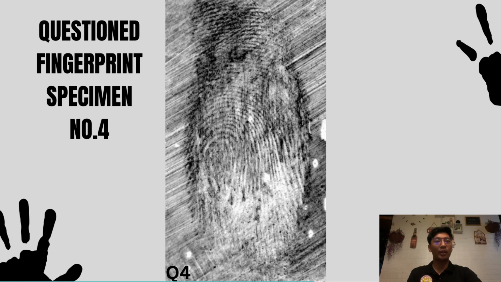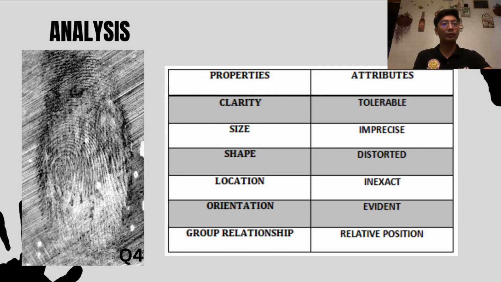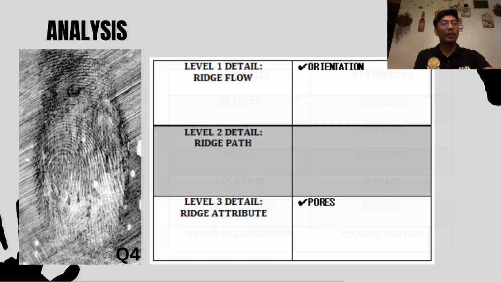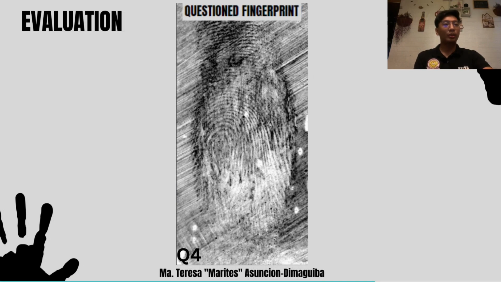Fingerprint specimen number 4, also known as Q4. Q4 was a leaf print developed from a caliber .45 using black fingerprint powder, and in this we were unable to identify the fingerprint pattern. The core and delta are not visible in this leaf print, and the lower section of the fingerprint is deformed. As a result, it is impossible to predict how the pattern will progress.